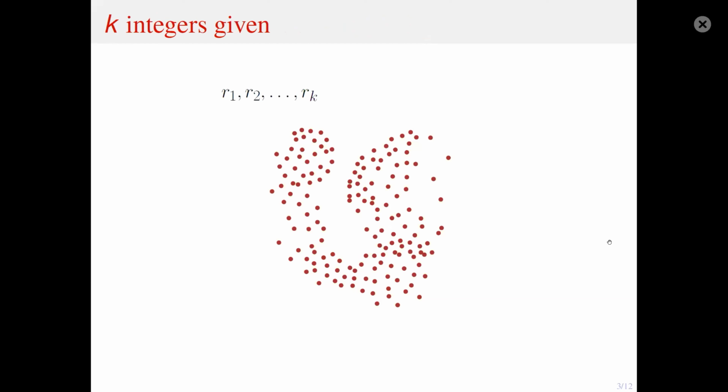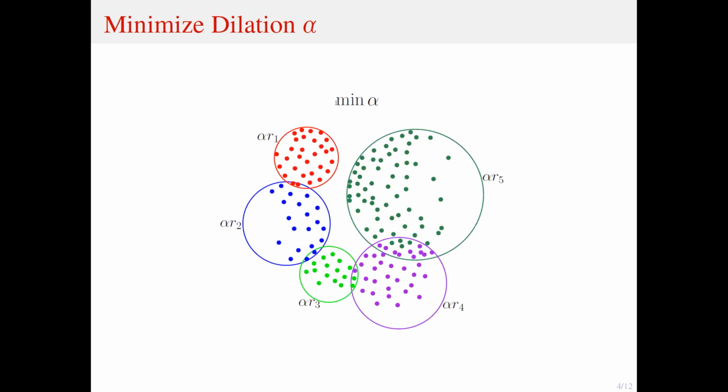So let me formally define this problem. In this problem, we are also given K integers R1 up to Rk, which are also called the radii parameters. And the goal is to find K balls of radii alpha R1, alpha R2 up to alpha Rk, such that the union of these balls contains all the points, and the value alpha, or the scaling factor, must be minimized. And once we select the balls, the clusters are formed in a very natural way. You can assign each point arbitrarily to a ball that contains it, and that induces a partition of the points. And in this example, I have shown 5 clusters by 5 different colors.